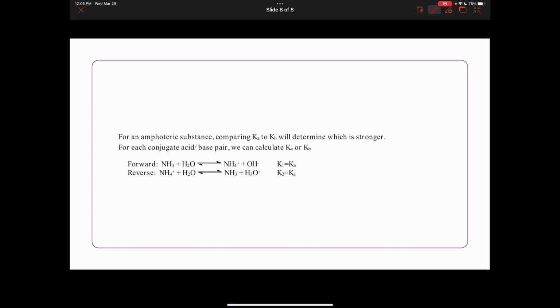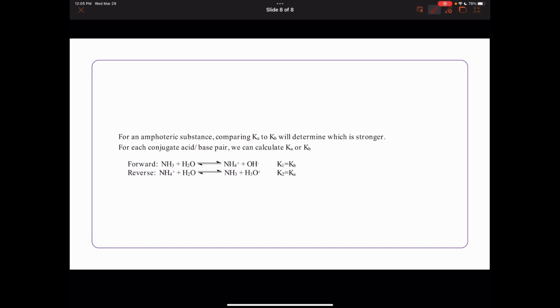Now, my NH4 plus is an acid. It's the conjugate acid of my base, so it can also interact with water. If I have my NH4 plus interacting with water as an acid, it gives a hydrogen to the water. It's going to form NH3 and H3O plus. So this is where we're talking about our reaction can be reversible. And in this scenario, that equilibrium is described by a Ka.